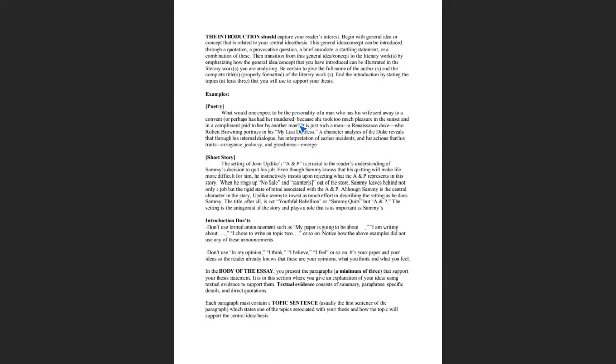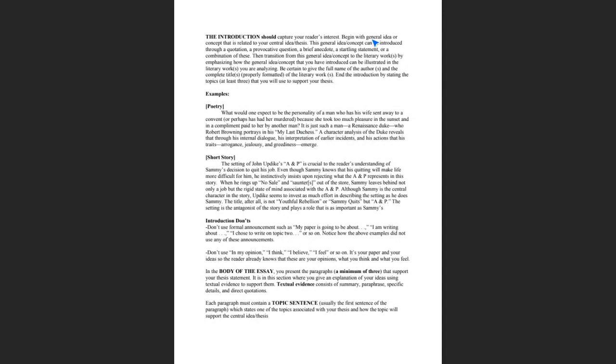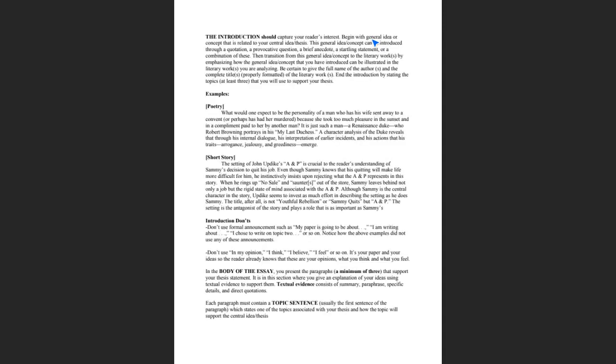So there are different ways that you can do this. You can just start with a body paragraph, or you can write an introduction that is temporary. What I mean by that is you write the introduction just so you can get started. Then you start to write the paper. Then once you've completed the paper, you go back and reread the introduction and make sure that it still works for the paper that you've written. You might just need to change the introduction. One of the things that you do want to do with an introduction for a literary paper is begin with a general idea or concept that is related to your central idea or thesis.